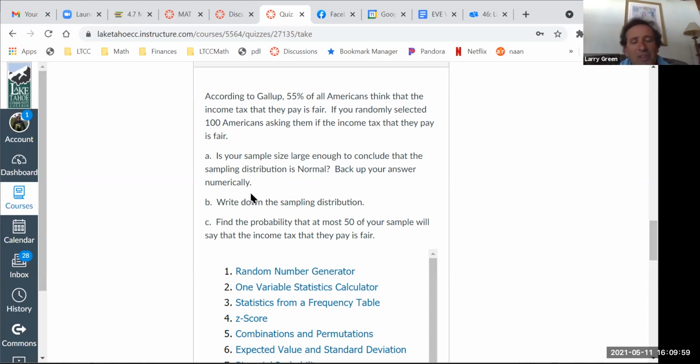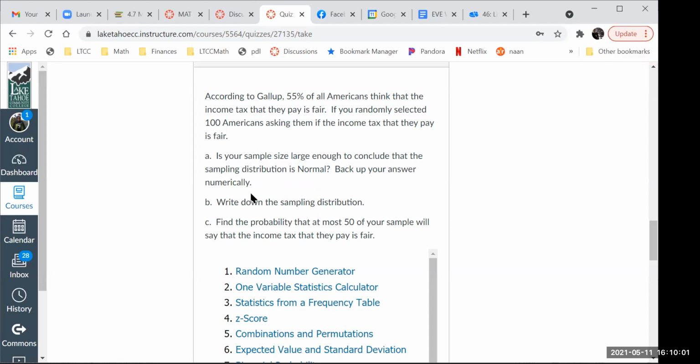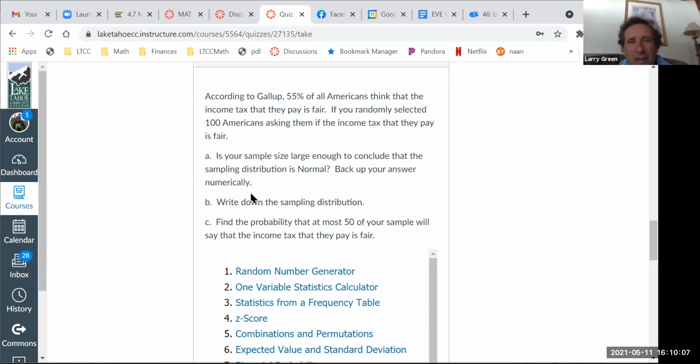Is it a big enough sample size, and why is it a big enough sample size? Yes, because it's over 31. Okay, be careful. What's the survey question here? What are all these Gallup poll people asking people? So what is the survey question?